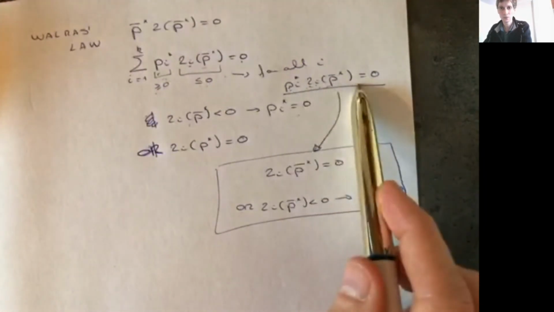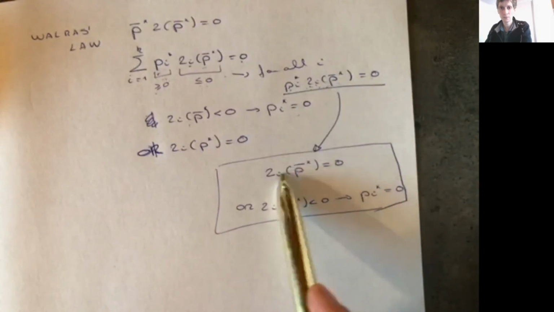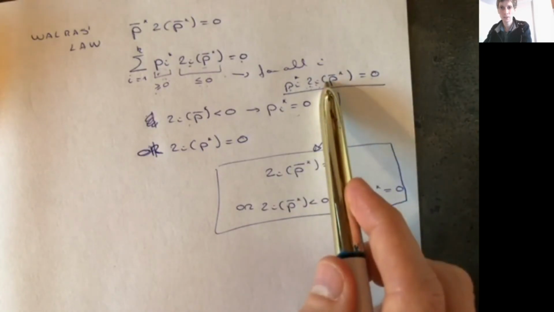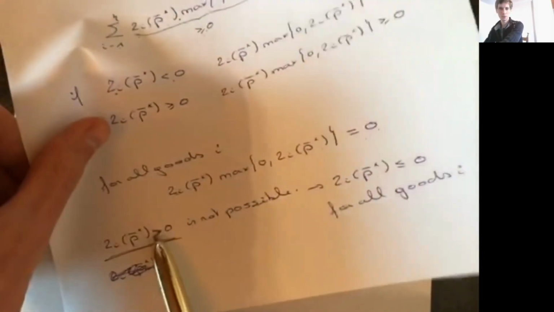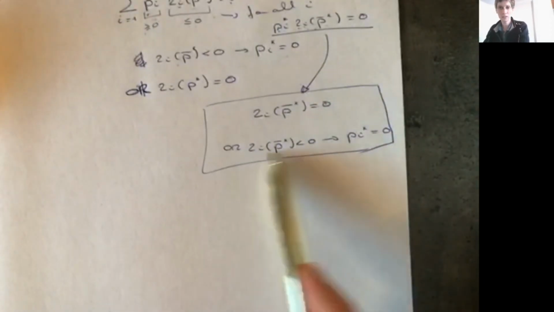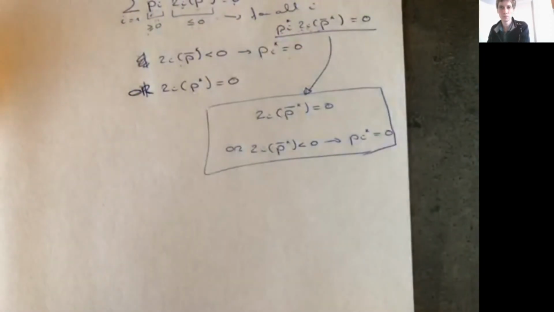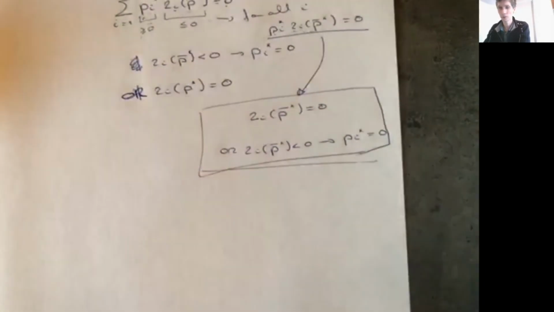So this is equal to 0 whenever Zi is equal to 0, or if it's negative, and remember it cannot be positive because this is what you have shown here, or if it's negative, then the first term has to be equal to 0. Okay, so that's the proof.